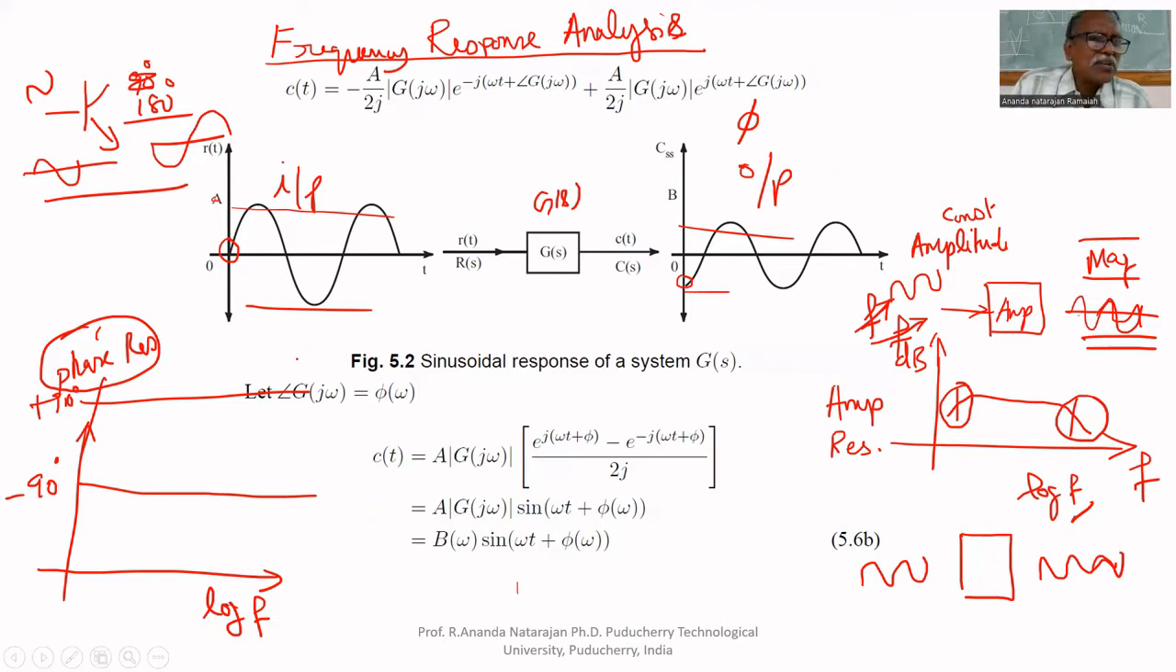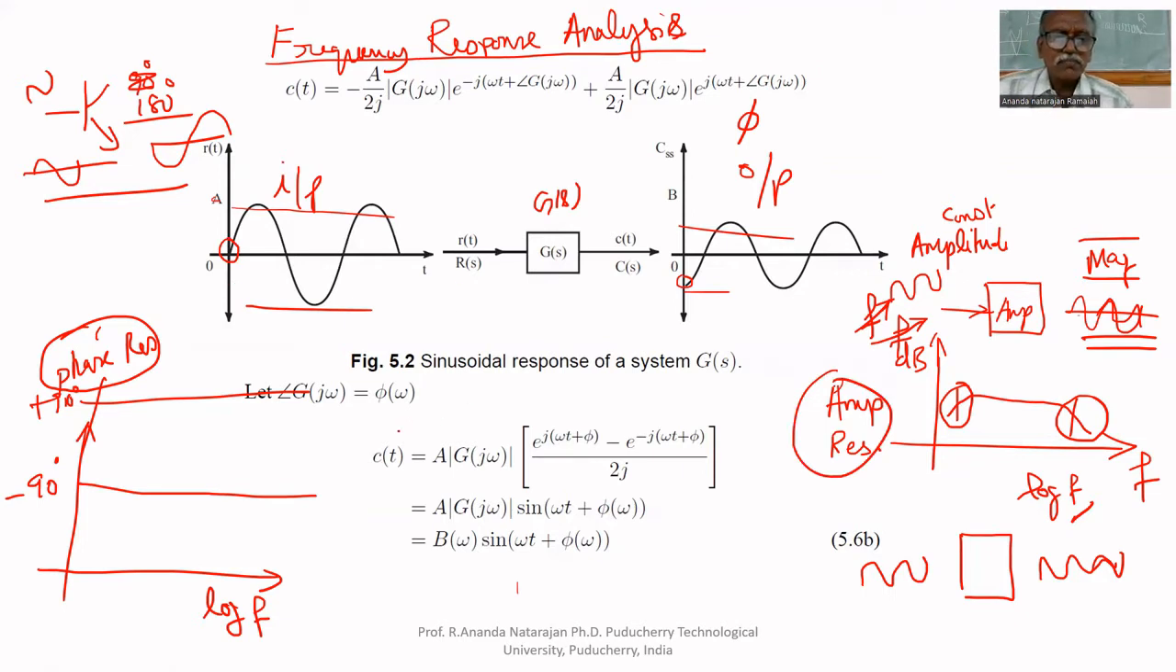In the electronics lab, you plotted only the amplitude response. You didn't consider the phase response since it is constant. But here we consider both the amplitude response as well as the phase response. Both we will consider.